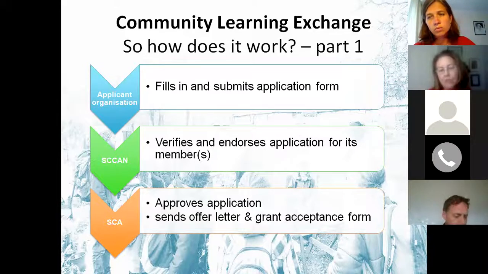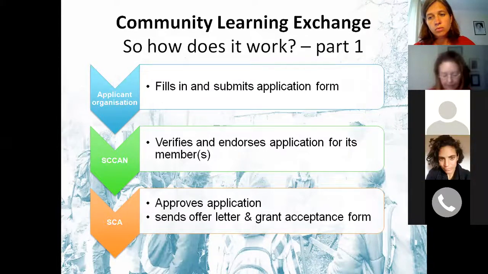And we also send a grant acceptance form, which just has to be completed and returned. And that is just a signature saying, yes, we are going to do what we said we were going to do for this amount of the grant. And it also gives us, because we really need this, the banking details so that we can pay the grant.